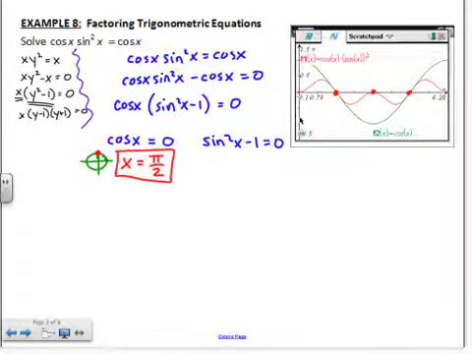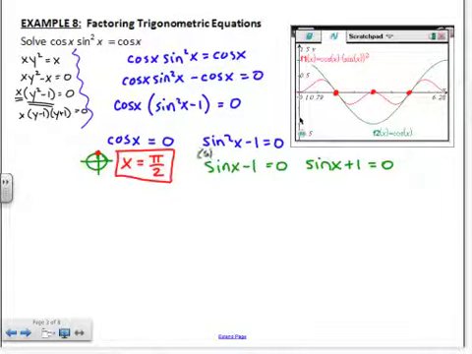The next one, let's go ahead and break this into two pieces. We've got sine of x minus 1 equals 0 and sine of x plus 1 equals 0. That's because that was a difference of two squares, and we factor it. So over here, I'm going to add 1 to this one. So we've got sine of x equals 1.